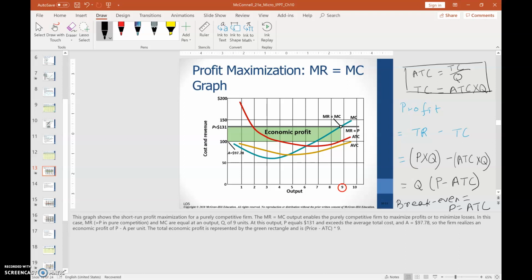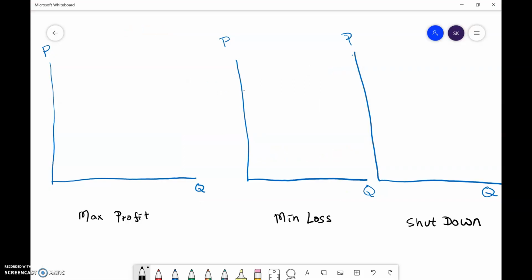Now, this whole graph really looks complicated. Let me go ahead and try to replicate this graph so that it becomes easy for everyone to follow. I'm going to show you case 1, which is a profit maximization case. This is my demand curve, which is also the price line.